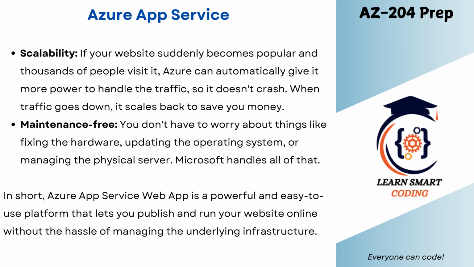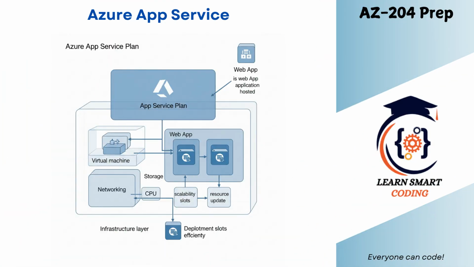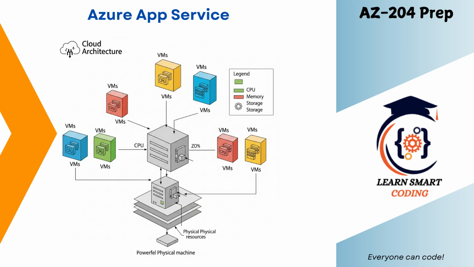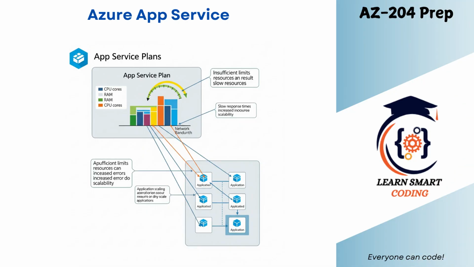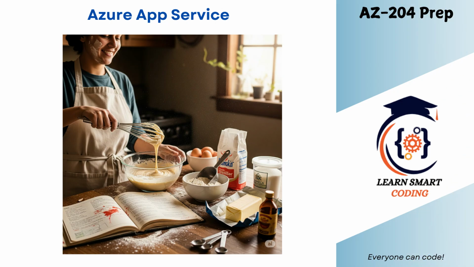And then easy deployment. You can get your website from your computer to the internet in just a few clicks or commands. Scalability. Let's say your website suddenly becomes popular and thousands of people visit it, Azure can automatically give it more power to handle the traffic. So it doesn't crash. When traffic goes down, it scales back to save you money. Maintenance free. You don't have to worry about things like fixing the hardware, updating the operating system, or managing the physical servers. Microsoft handles all of that for you. In short, Azure App Service web app is a powerful and easy to use platform that lets you publish and run your website online without the hassle of managing the underlying infrastructure.